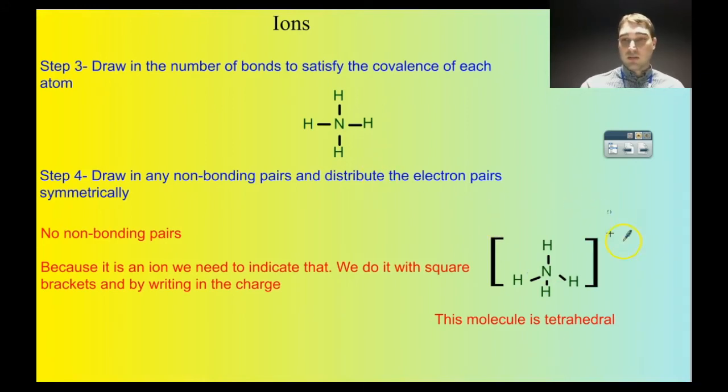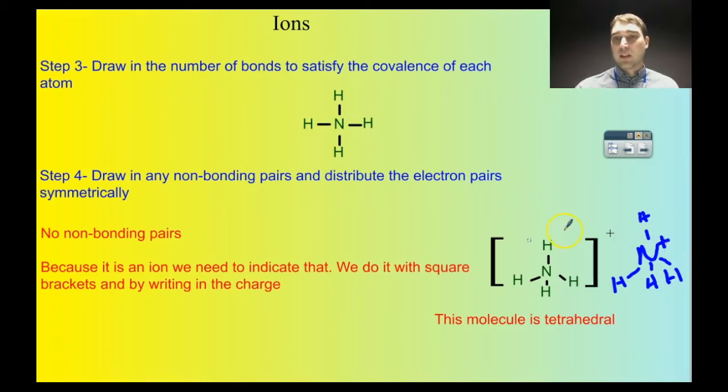So to do this, I'm going to go over here. So I've got my nitrogen. I'm going to put my hydrogens in, symmetrically around it, tetrahedral structure. And then I'm going to put my charge, and the charge for this one is on the nitrogen atom in the middle. It's not on any of the particular hydrogen atoms around the outside. The positive charge is in the middle on the nitrogen atom.